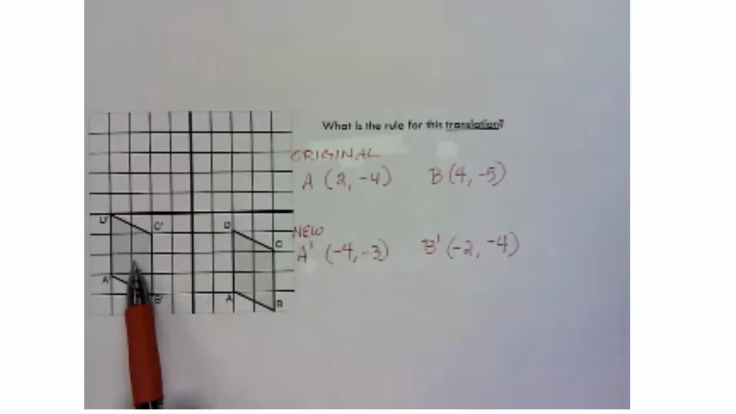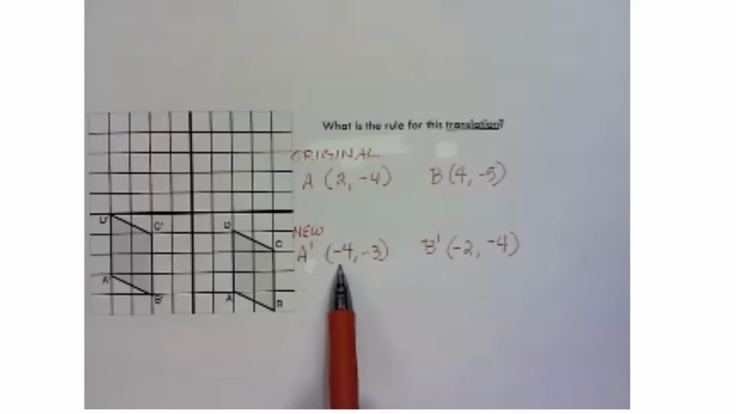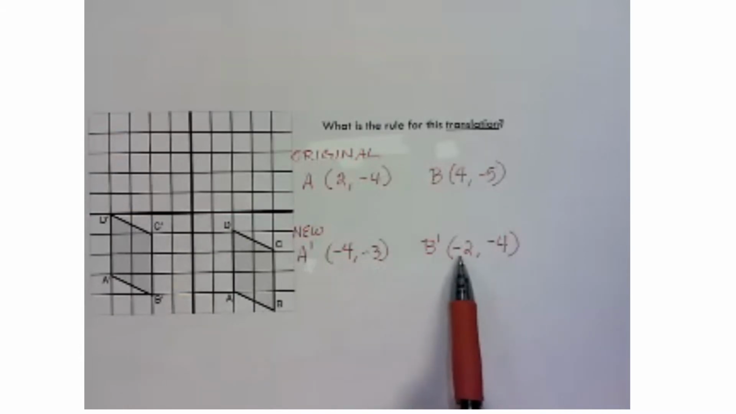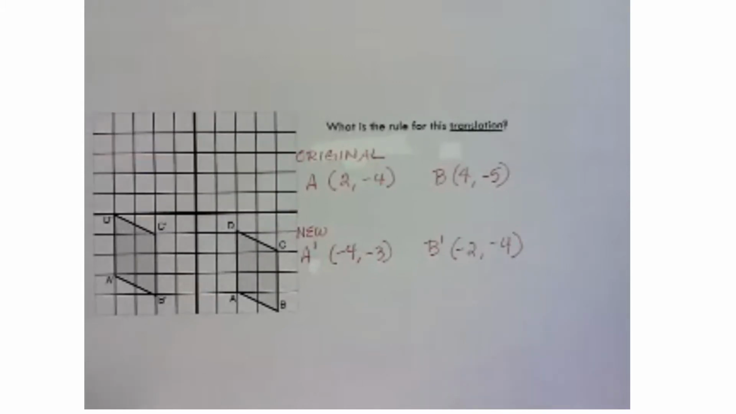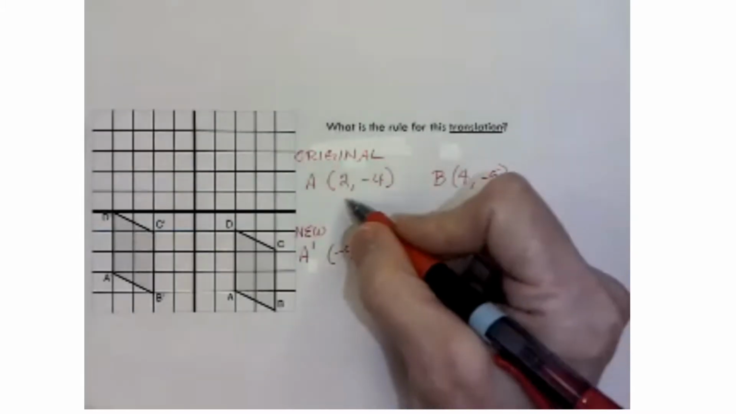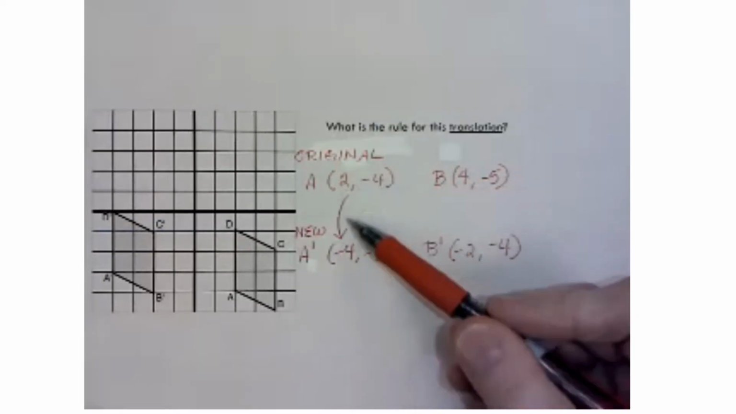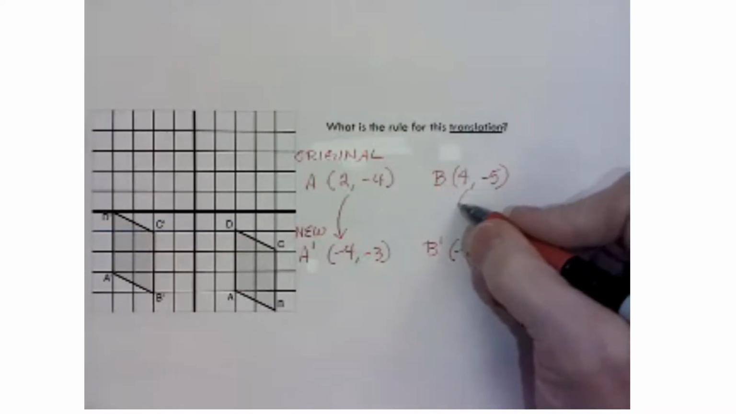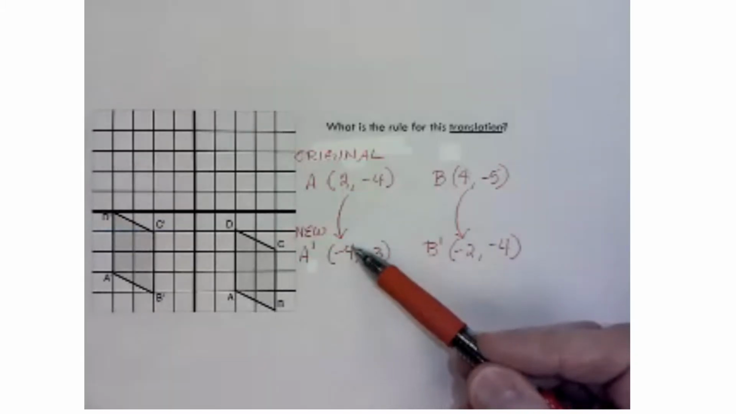A1, the new translated shape, notice these all have the 1s, that means this is the new shape. So A1 is at (-4, -3), B1 is at (-2, -4). So what we have to ask ourselves here, what changed? This is my original x, here's my new x. What did I do to 2 to get to -4?